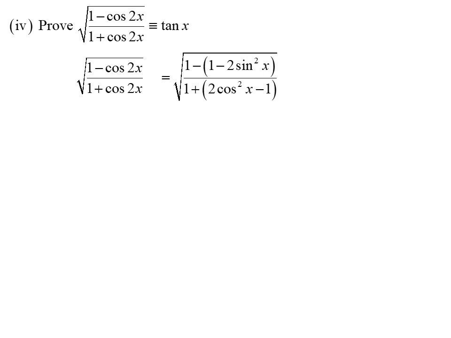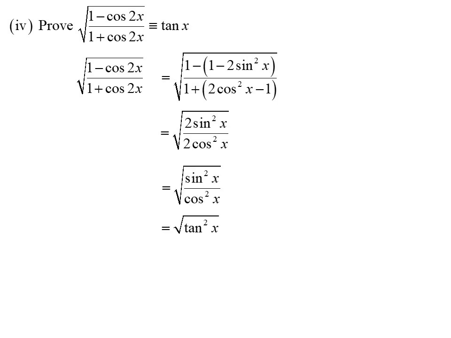Let's now play around with those, and the top is 2 sine squared on 2 cos squared. The 2's will cancel, and obviously the sine on cos is tan. The square root cancels with the squared, and we get our tan x that we're looking for.